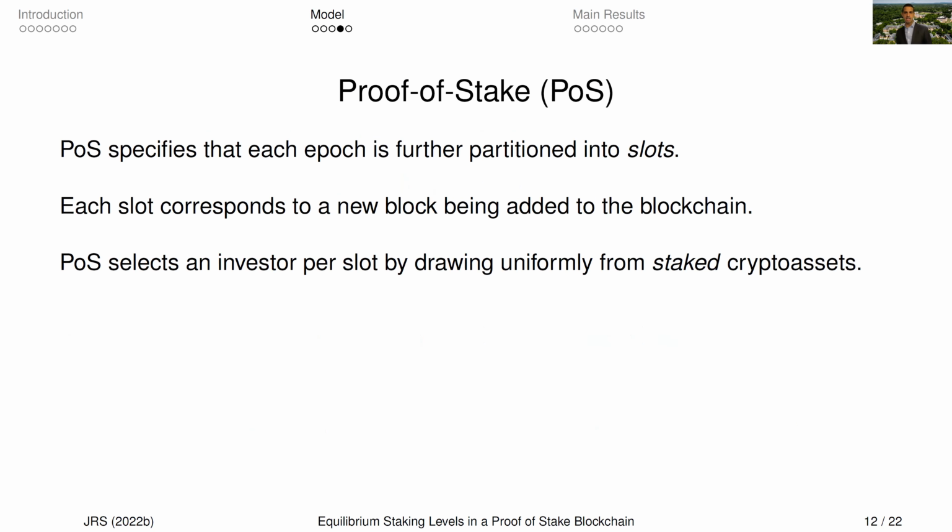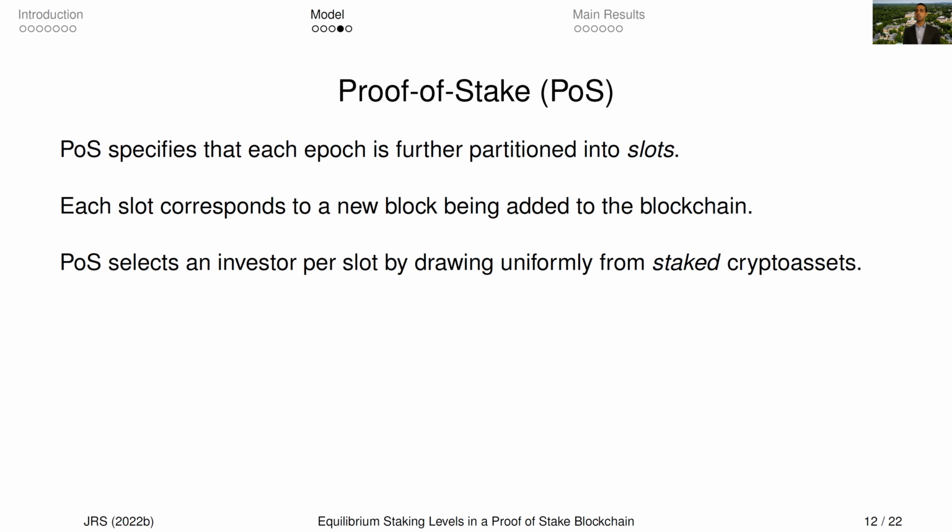So let's clarify that for a moment. As I said earlier, proof of stake essentially partitions time into discrete units, which are called epochs. But those units of time, epochs, are further partitioned into what are called slots. And what's a slot? Well, a slot basically corresponds to where a new block is going to be added to the blockchain. So you can think of it as, okay, we have an epoch here where we're going to have, let's say, 64 blocks added to the blockchain in sequence. And so every single slot corresponds to a new block in sequence being added to the blockchain.